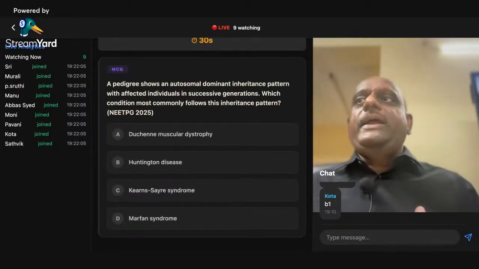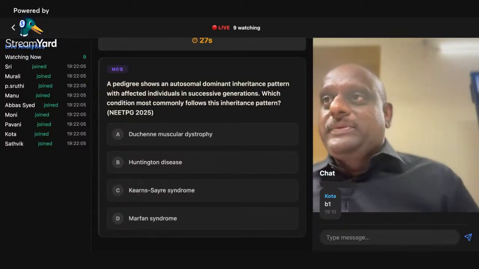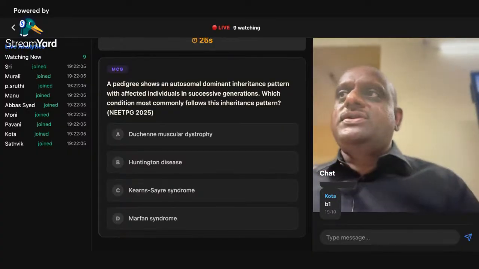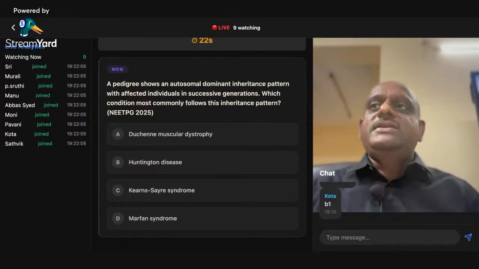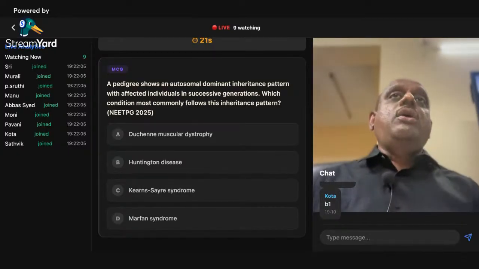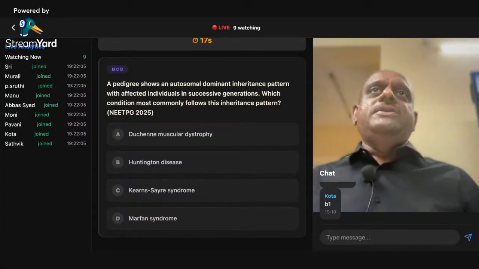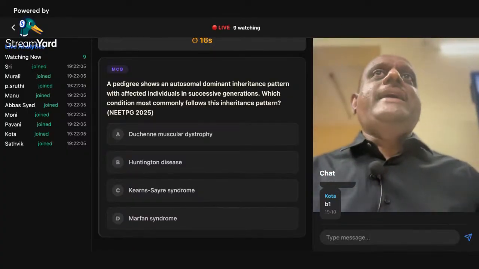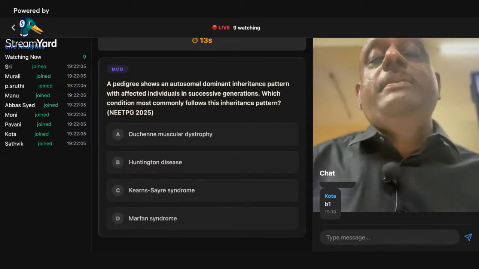Now, a pedigree shows autosomal dominant inheritance, with affected individuals worsening in successive generations. What is this? Where do you see this? It's called phenomenon of anticipation. That means grandpa didn't have dementia. Grandpa had dementia at 70.